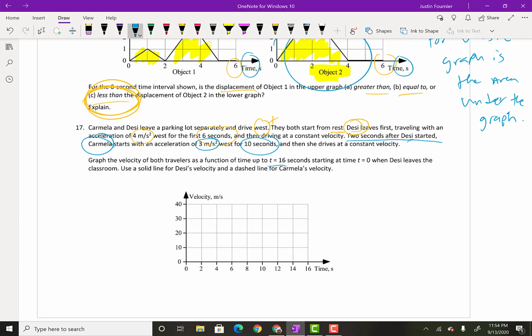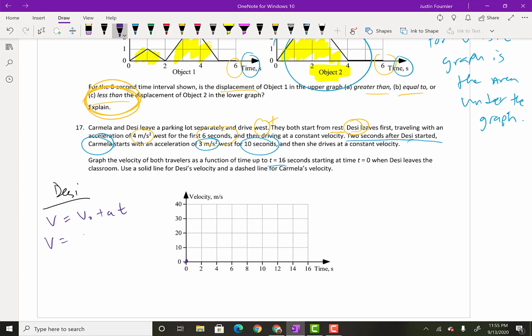So Desi leaves at the beginning. I'm going to make Desi purple. So 4 meters per second squared for 6 seconds. She starts at rest and goes at 4 meters per second squared for 6 seconds. So I want to try and find out what her final velocity is. So here's Desi. I'm moving fast here. I know what I'm doing, I know where I'm going, so don't think you're going to be moving this fast on this. I want to get her final velocity after 6 seconds.